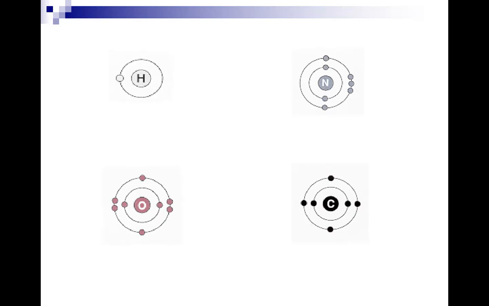You can only have 2 electrons in that first energy shell. In the second energy shell and above, so third, fourth, fifth, you can have up to 8 electrons.